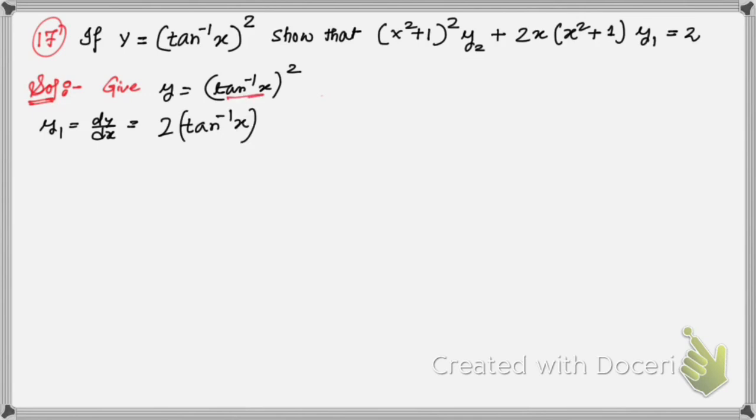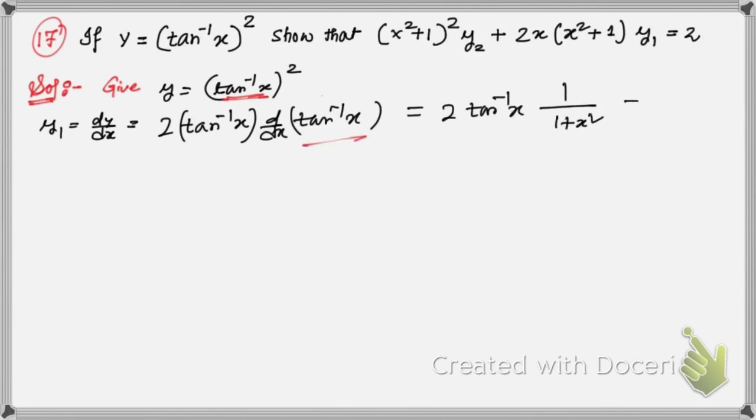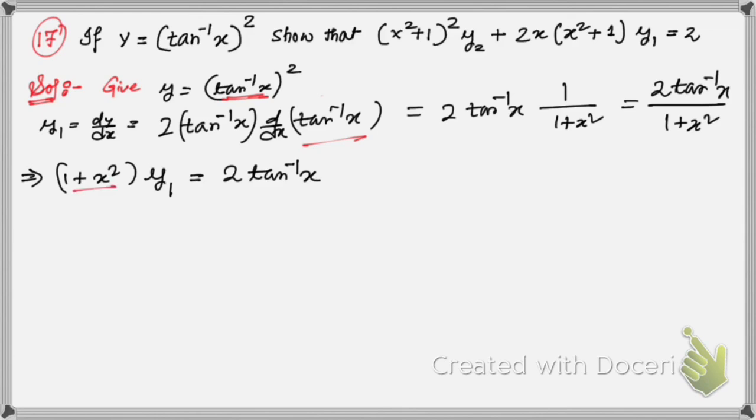So again you need to differentiate tan inverse x. It is a function of a function. If you do so, you will get twice tan inverse x into its derivative, which is 1 by 1 plus x square, isn't it? So it can be written like this. It implies 1 plus x square y1 is equal to 2 tan inverse x. So hope you have understood this.